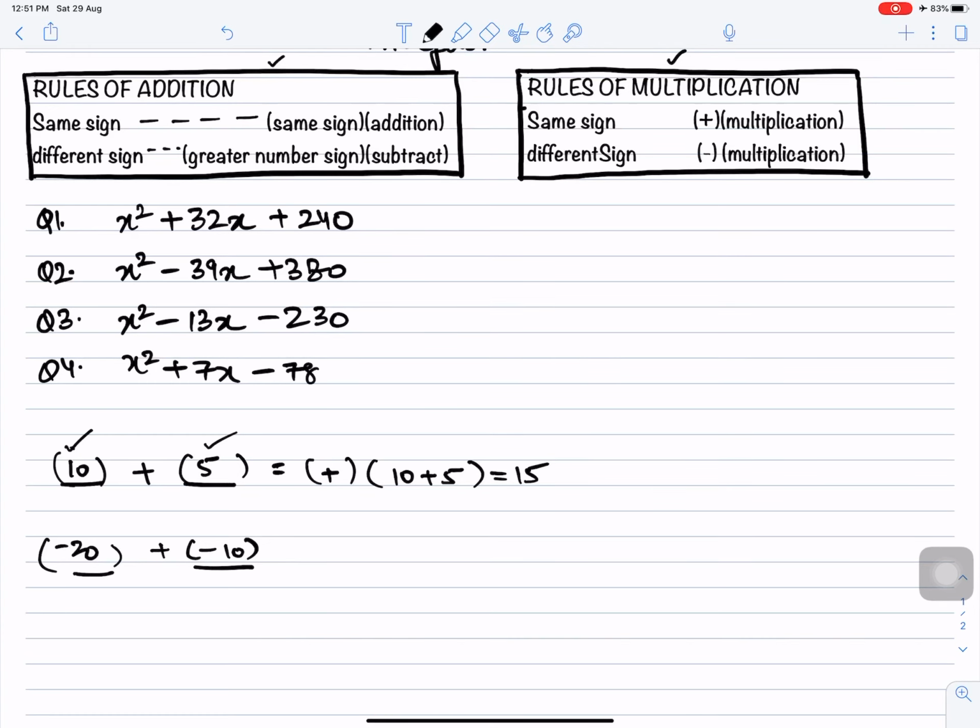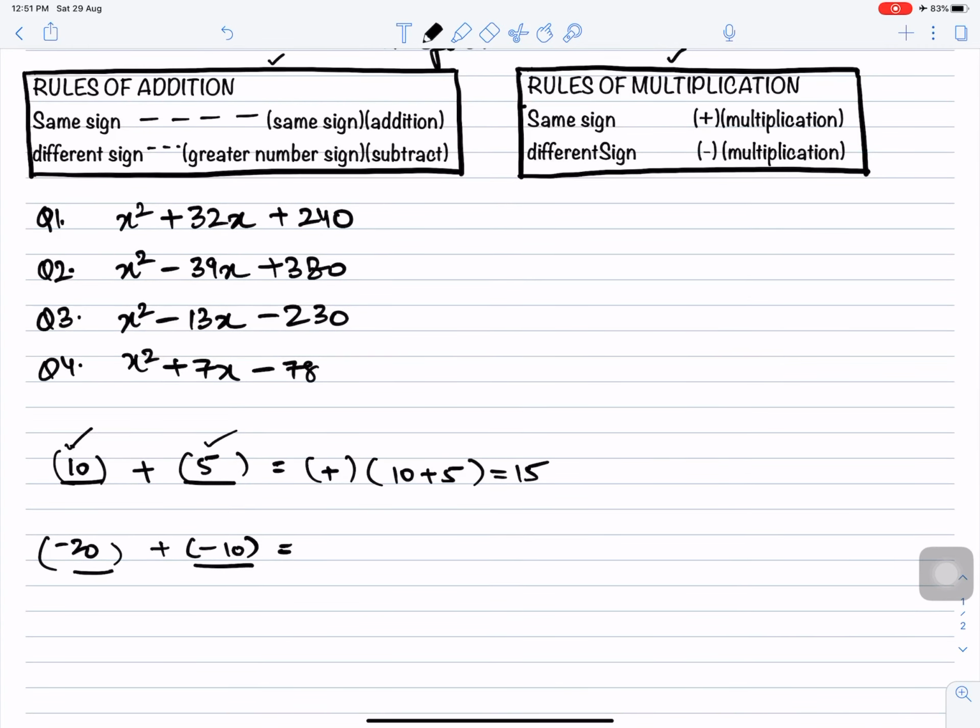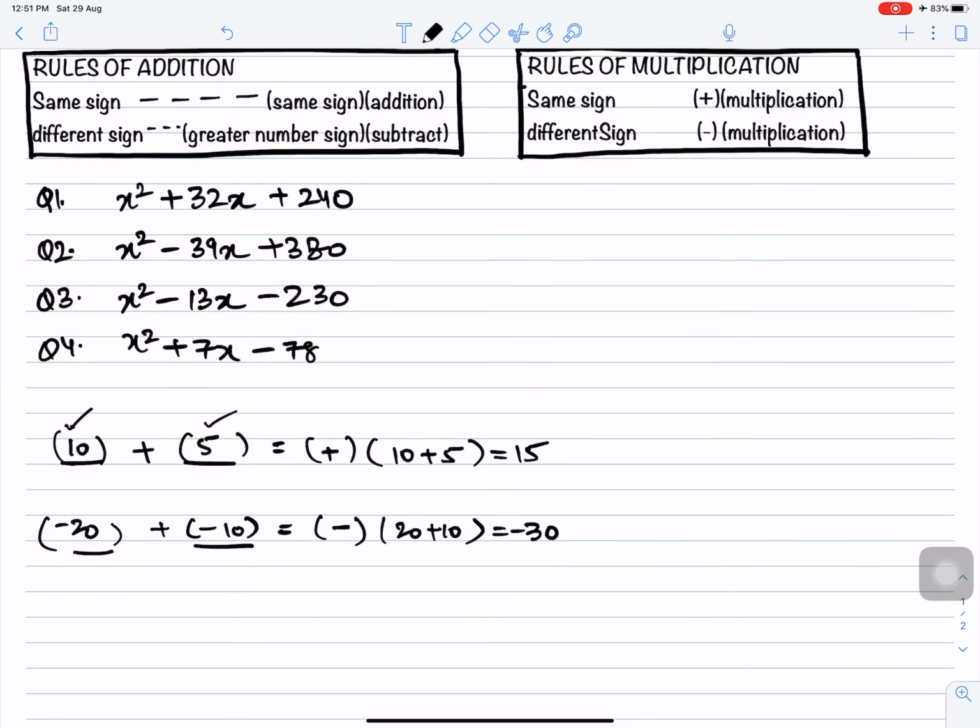When they have the same sign, meaning two negative signs appear in my question, the same rule applies: same sign and we add the numbers. Both have minus, so the sign will be minus. We add the numbers without any sign, 20 plus 10. So my answer is minus 30. Correct?